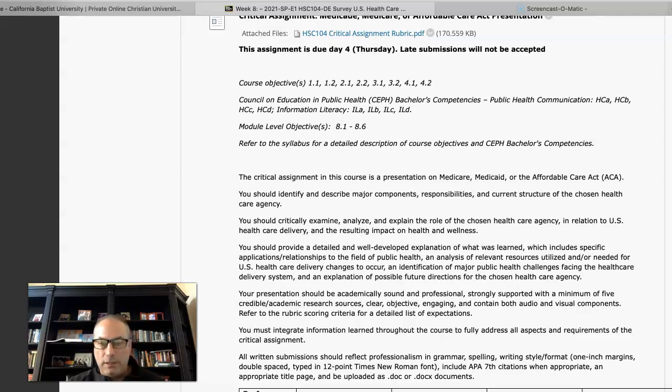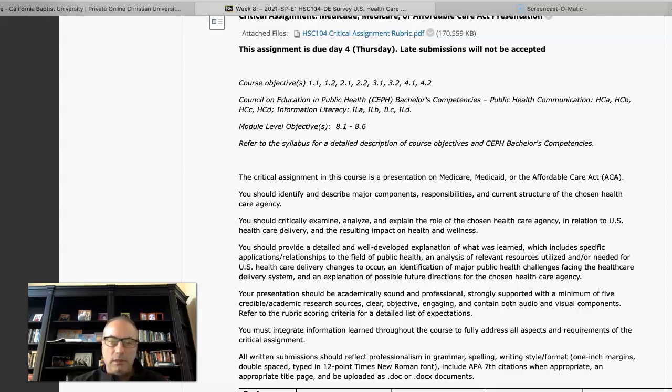Definitely make sure that you have it organized well. You want to identify and describe the major components, the responsibilities, and the current structure of whatever agency you chose. And it's a lot more than just listing things. It's really an interpretation and the application of critical thinking, as opposed to having slides read to an audience. So make sure that you're critically examining, analyzing, and explaining the role of your chosen healthcare agency in its relation to U.S. healthcare delivery and its resulting impact on health and wellness.